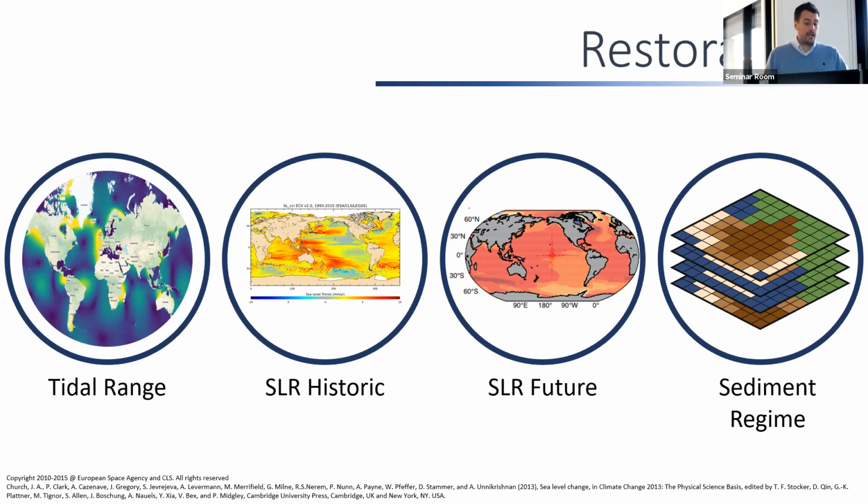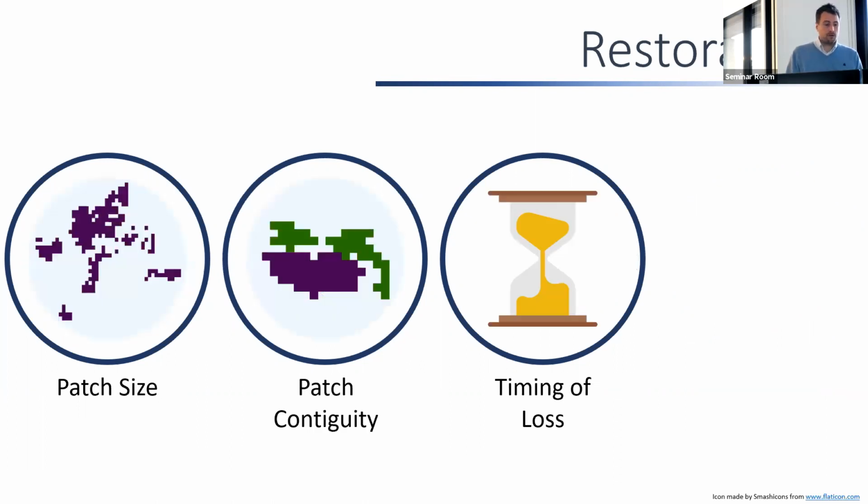So we looked at tidal range, future and historic sea level rise, whether there'd been a change in the sediment regime to the area, but also things related to the patches of loss themselves. So how big they were, how contiguous they were with the existing mangroves, and when they were lost.